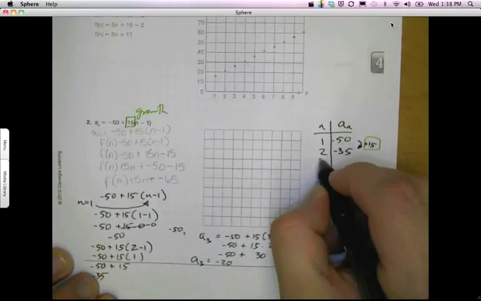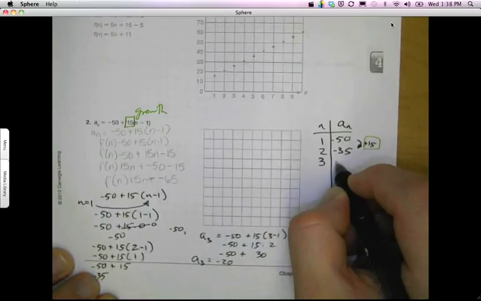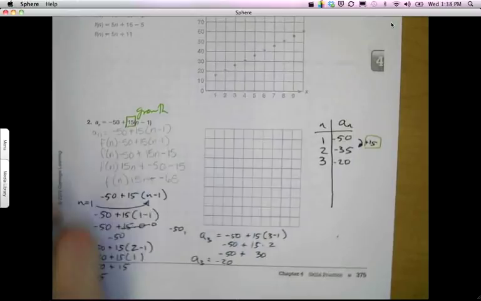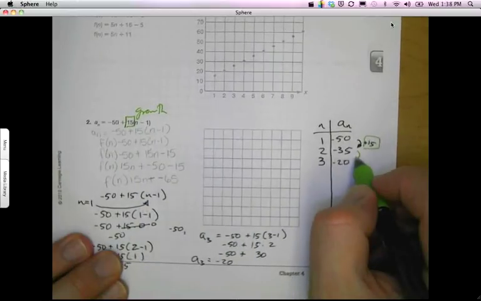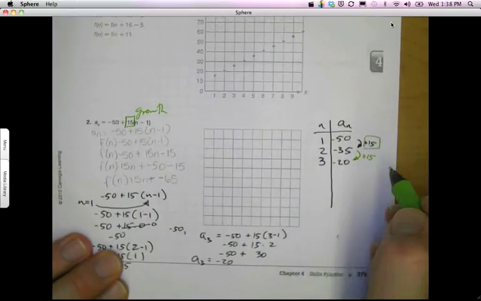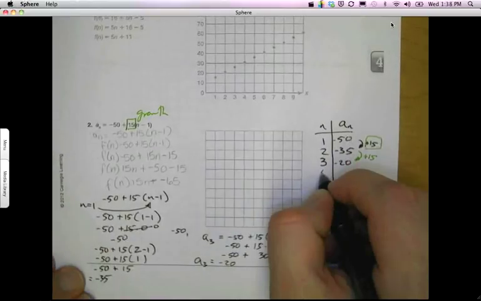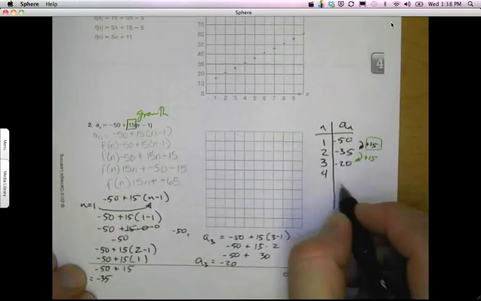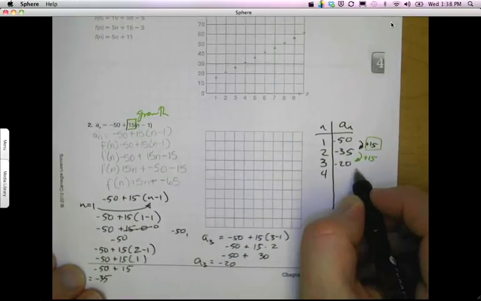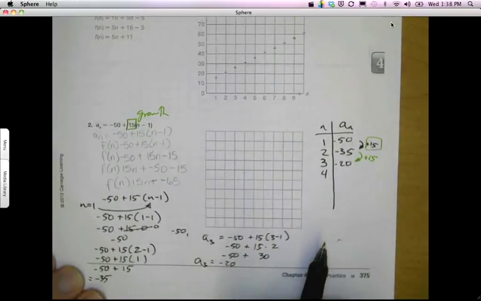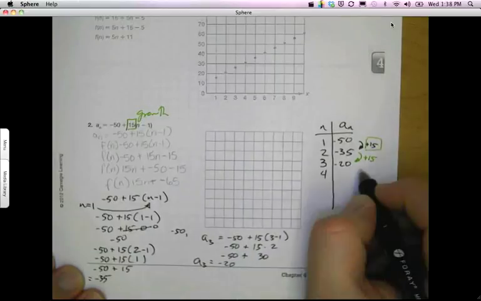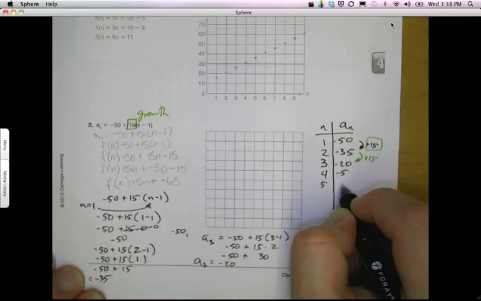So when n is 3, this is equal to negative 20. And again, it goes up by the 15 amount that you saw the last time. So there you go, you got the next number. And if you keep on doing this, if you add another 15 each time, what is it? What's negative 20 plus 15? Negative 5.